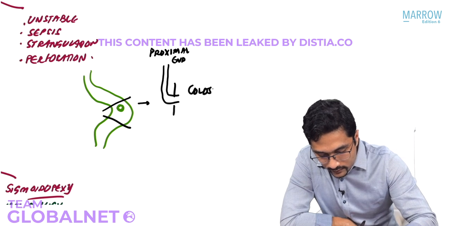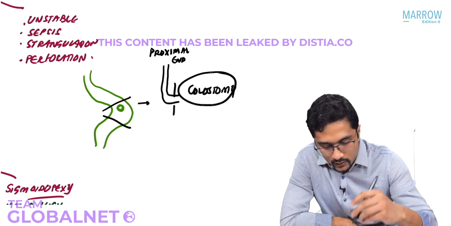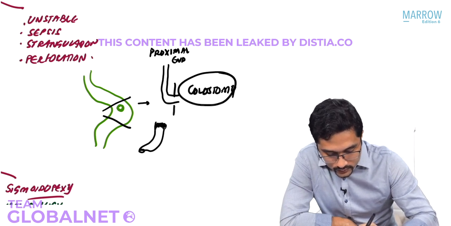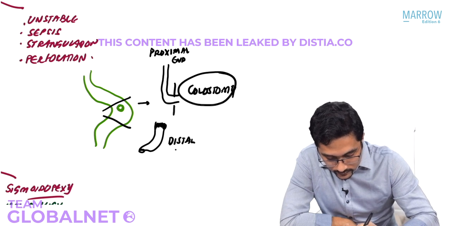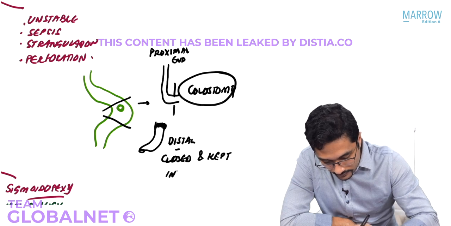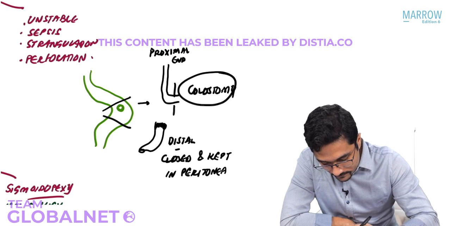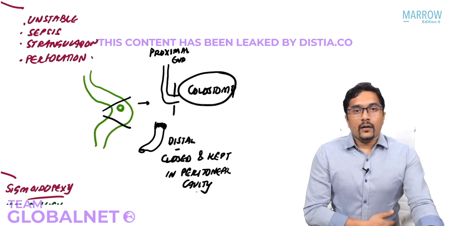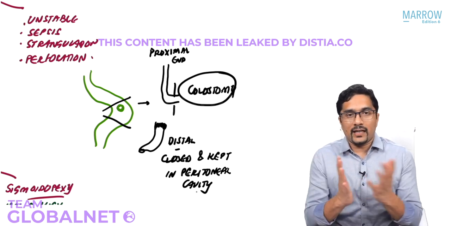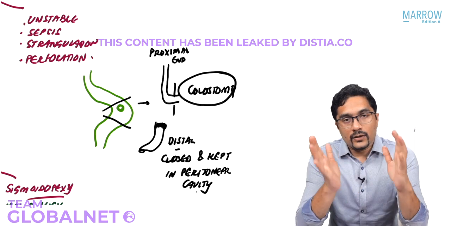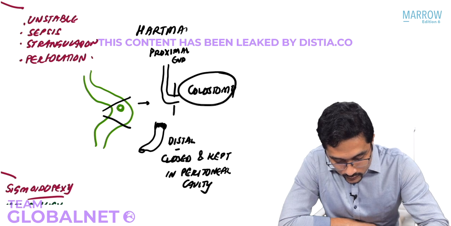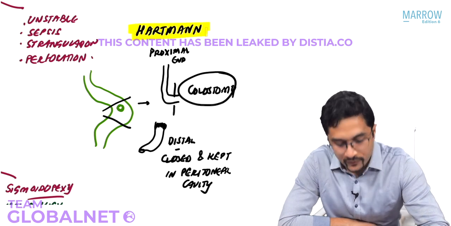Colostomies I've already covered in the benign small and large bowel module. And we close the distal end. Distal end is closed and kept inside the peritoneal cavity. Right? Once the patient recovers, then after 6 to 8 weeks, we can anastomose the two ends. So this is Hartmann's procedure. This is known as Hartmann's procedure. You need to know the name. This has been asked many times.